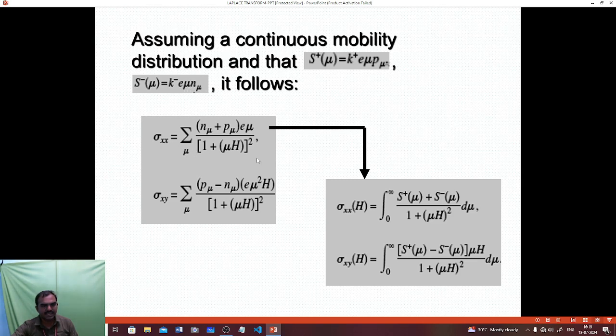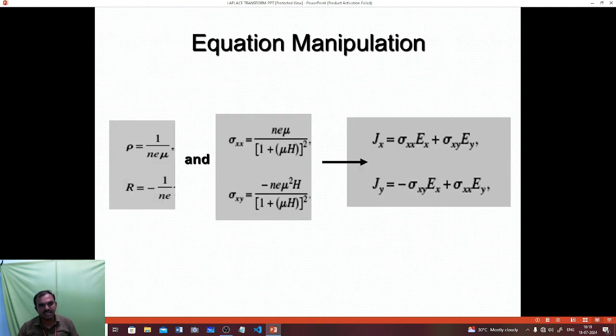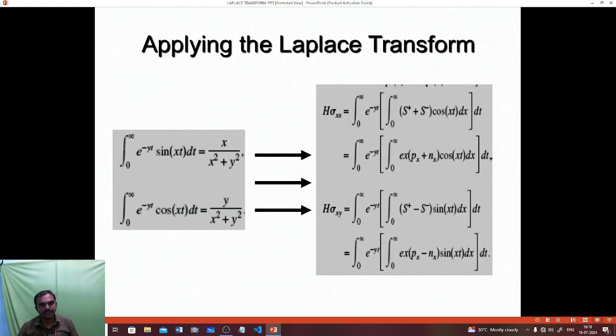sigma xx and sigma yy we transform into sigma xx of H, the integration from 0 to infinity of s plus of mu plus s minus of mu divided by 1 plus (mu H) the whole squared d mu, and sigma xy of H equals the integration from 0 to infinity of s plus of mu minus s minus of mu, times mu H by 1 plus (mu H) the whole squared, d mu. So these are some applications in mobility. Okay, thank you.